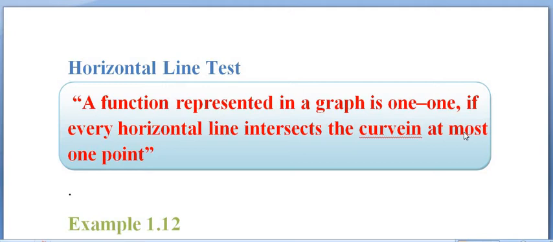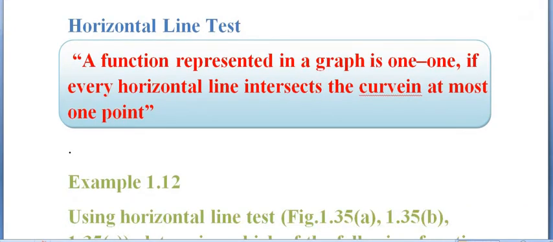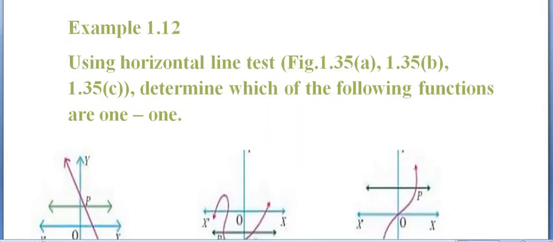Horizontal line test. A function represented in a graph is 1-1 if every horizontal line intersects the curve at most one point. If there are more than that, we cannot say that is a 1-1 function. So example 1.12: using the horizontal line test, figure 1.35a, 1.35b, 1.35c, determine which of the following functions are 1 to 1.